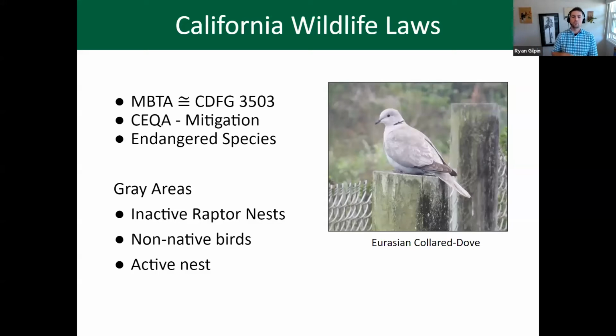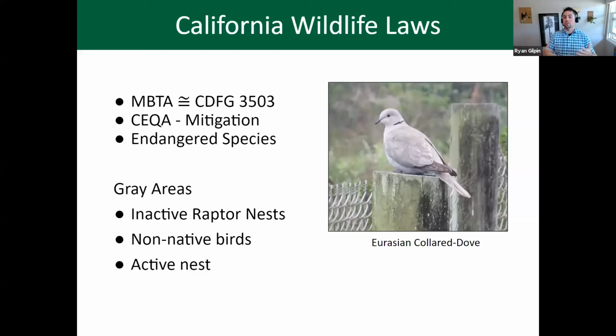Similarly, there are 2 species, the European starling and the house sparrow, of non-native birds that are clearly not protected in California. But there are a whole variety of other species, such as the Eurasian collared dove, that are clearly not native, but their protected status has a little bit of gray area.